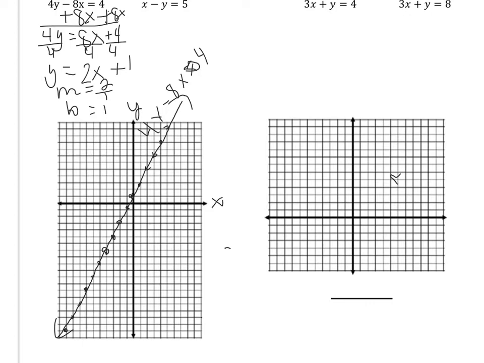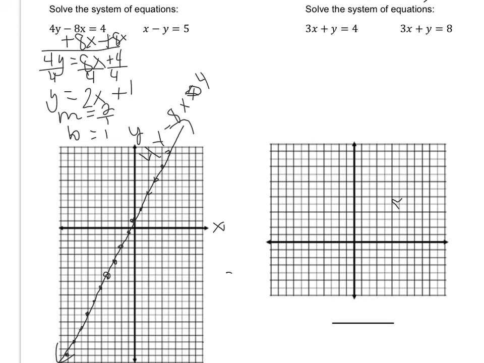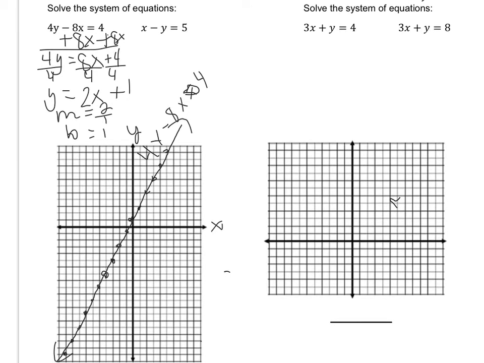I'm going to erase that just for now because it's difficult to write. Oh, well, it doesn't want to erase. All right, it's not going to cooperate with me. But that's our first equation.